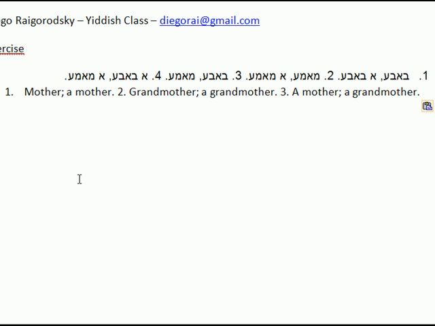So the first exercise, in the first line, we are going to translate from Yiddish to English. So number 1, we have Bobby, it's grandmother, and a Bobby is a grandmother. Then 2, we have mame, and a mame. So it's mother and a mother. In 3, we have Bobby and mame, it's grandmother and mother. And in 4, we have a Bobby, a mame. So it's a grandmother and a mother.